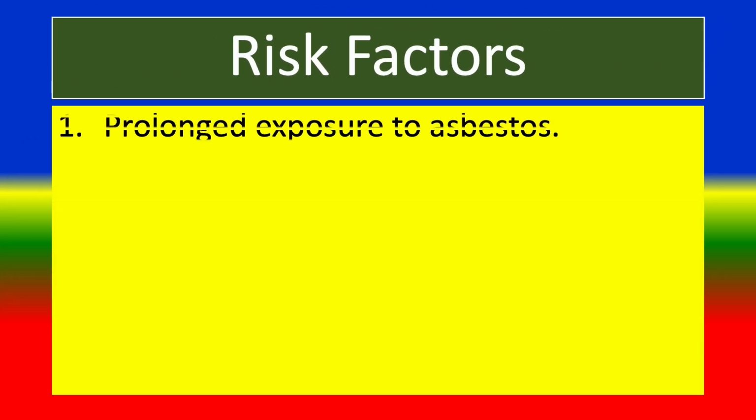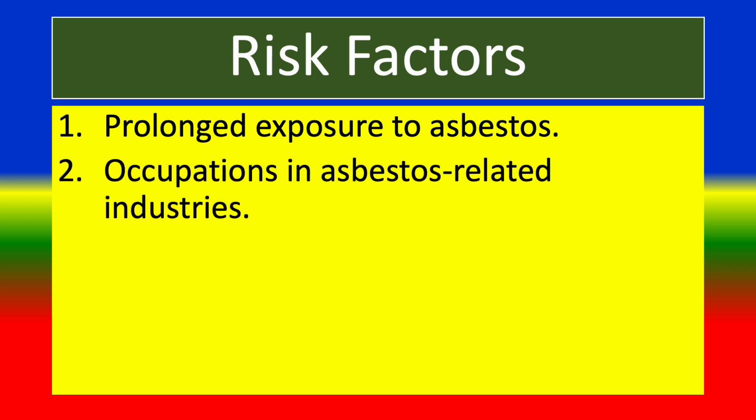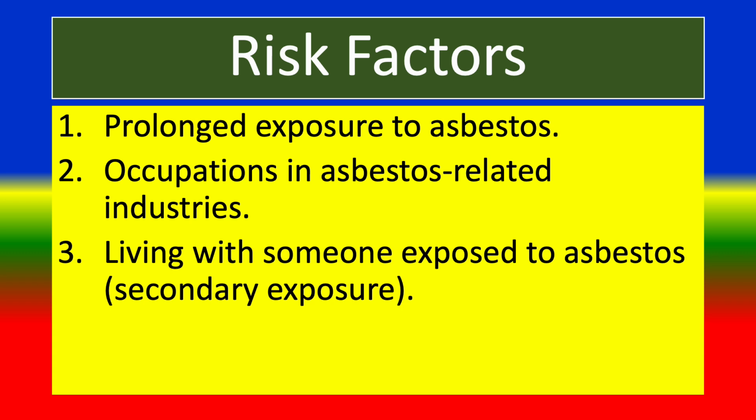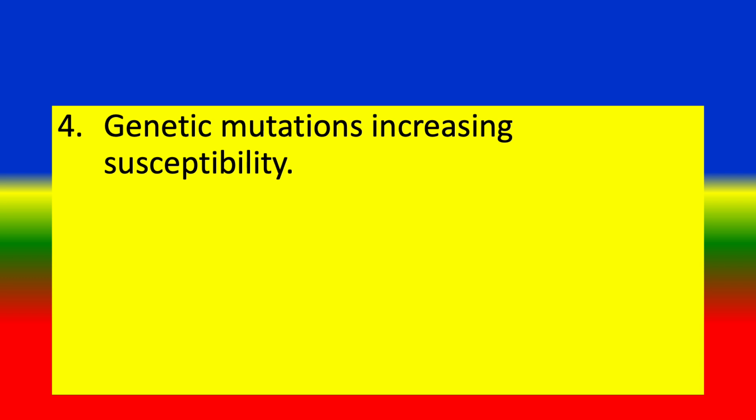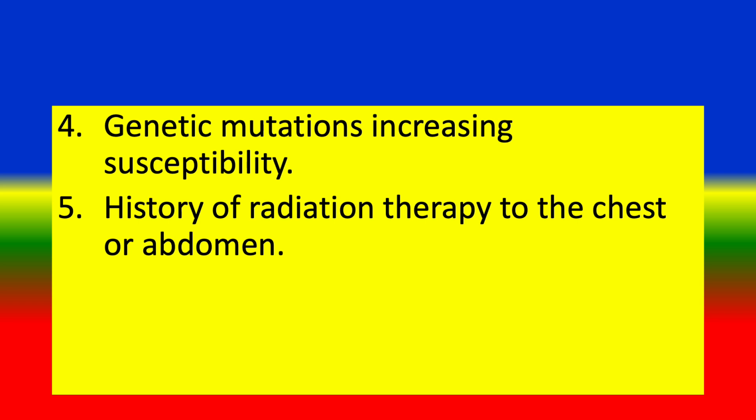Risk factors. 1. Prolonged exposure to asbestos. 2. Occupation in asbestos-related industries. 3. Living with someone exposed to asbestos. Secondary exposure. 4. Genetic mutations increasing susceptibility. 5. History of radiation therapy to the chest and abdomen.